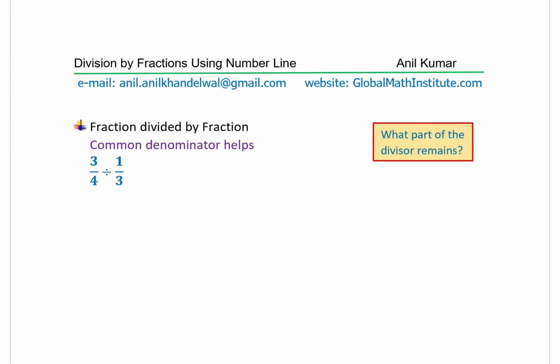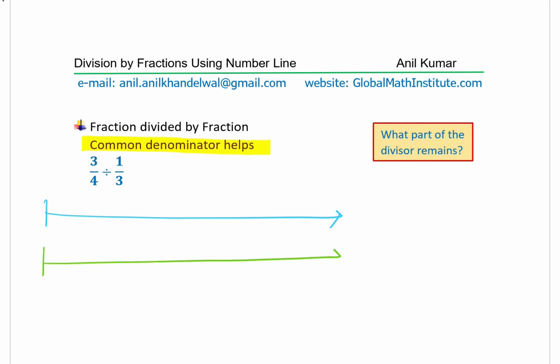Perfect. The last example is for you to do, which is 3 by 4 divided by 1 over 3. So the first step, of course, will be to work with a common denominator, as it helps to compare the parts, right? Now, represent 3 by 4 on a number line. Also represent 1 by 3 on a number line. Use the same scale. So when I say same scale, let's say this is 1 for us. So we begin with 0, and that is the 1 for us.